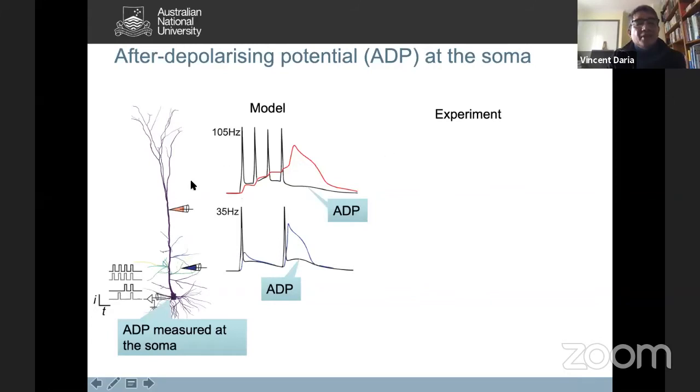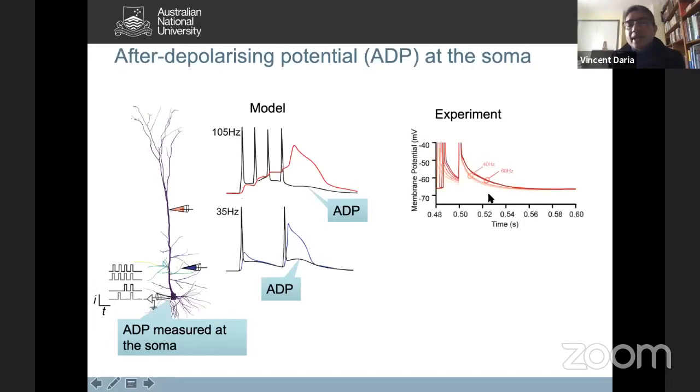Aside from the fact that you can see the response of the dendrites, you can also record activity from the soma. It's what we call the after depolarizing potential. So this is the model. This small bump here, you can see it measured by this electrode. This bump here is also measured by this electrode. From experiment, we can look at that. Again, this is the measured response from this electrode here. Below 40 hertz, you get nothing, and above 60 hertz, you get this bump here, which is at this region here. So again, we see that also in experiment.